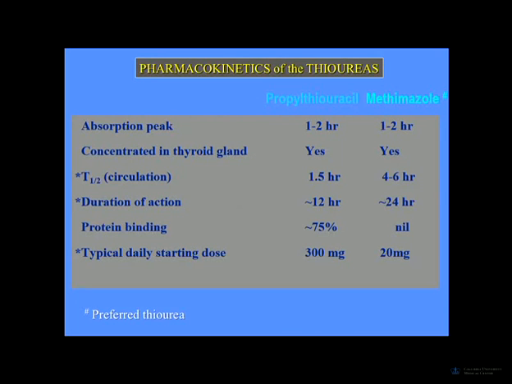Now, this prolonged half-time in the circulation and prolonged duration of action to inhibit thyroid hormone biosynthesis happens despite very little protein binding of methimazole and a much lower starting dose. You see, the starting dose for methimazole is about 1/15 that of propylthiouracil.